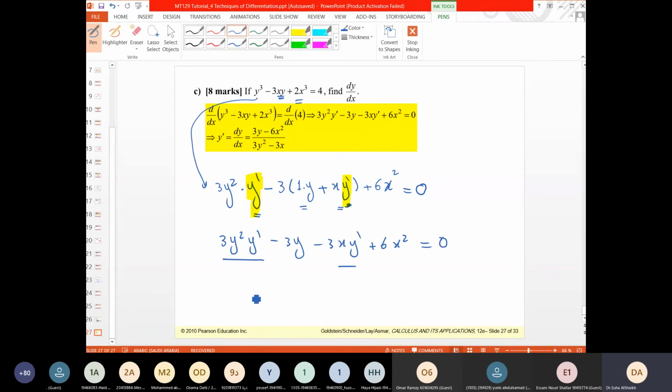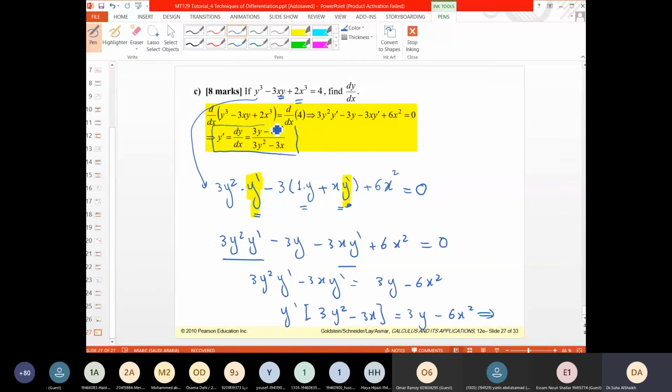We collect the y dash terms on one side and the rest on the other side. So 3y squared y dash minus 3xy dash equal to 3y minus 6x squared. Take y dash as a common factor, we remain with 3y squared minus 3x equal to 3y minus 6x squared. So divide this by this and that's the answer. The answer is here.